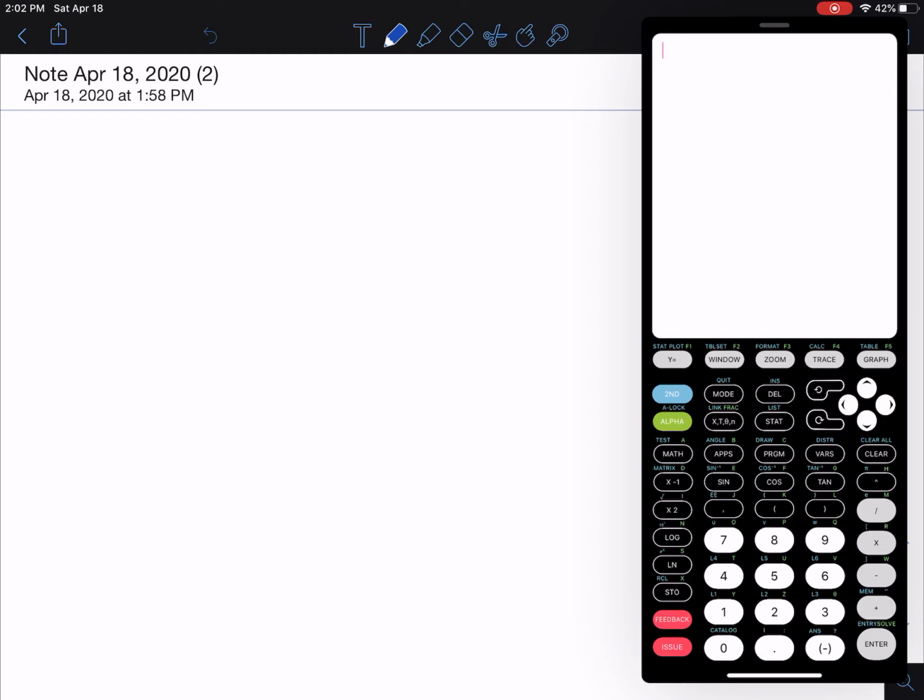Today we're going to start something new, but it's going to utilize the skills we learned last week with simplifying radicals. So today we're going to talk specifically about the quadratic formula.